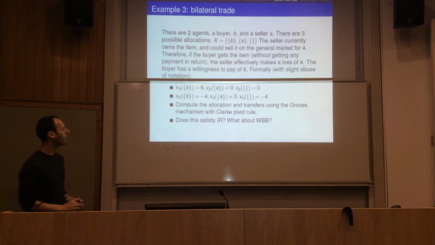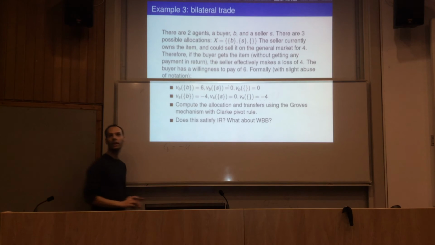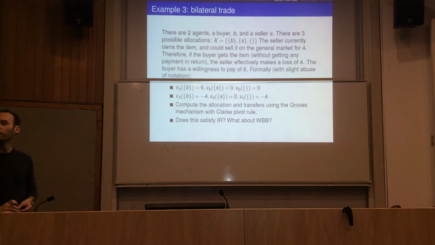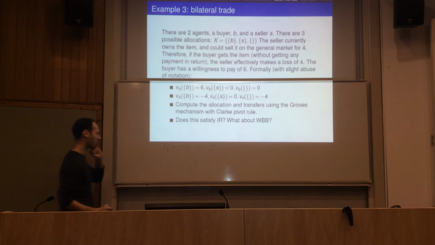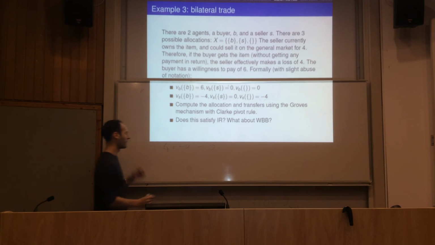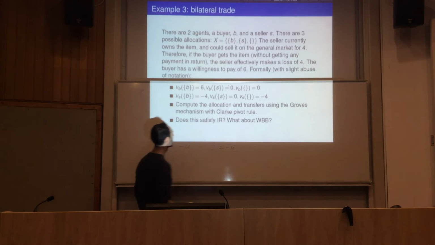Okay. And now for the h part, for the Clarke tax, or Clarke pivot rule. So now we're going to take out the buyer from the market. What's going to be our utility? 0. So there's no buyer anymore, so we can't allocate the item to the buyer anymore. So no trade is taking place, so it's 0.